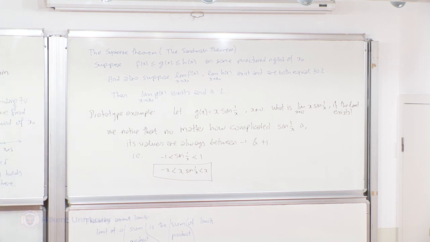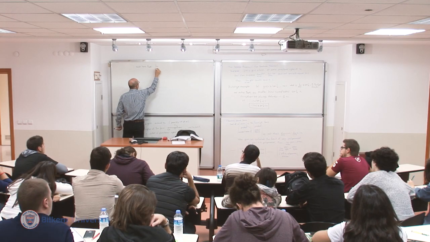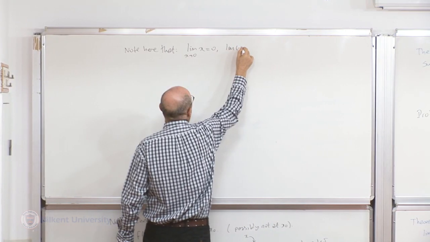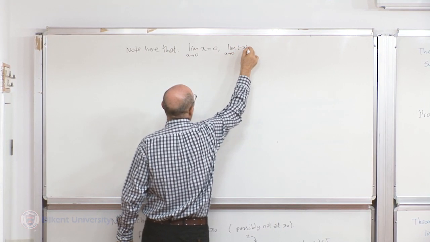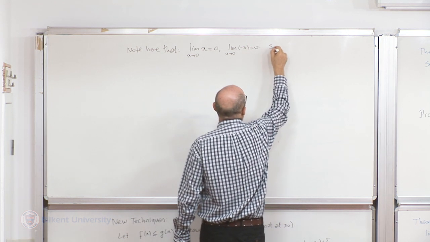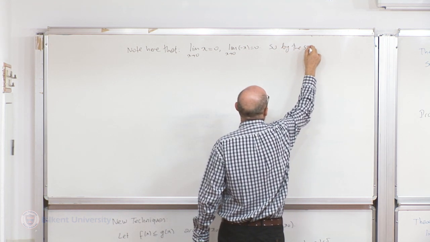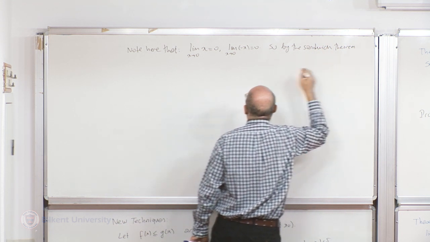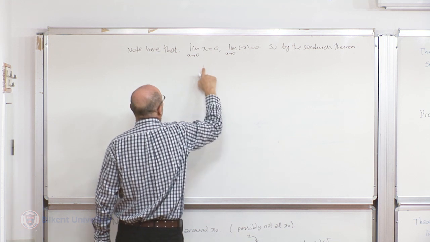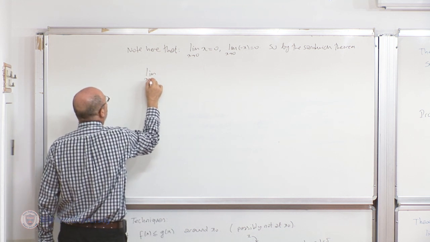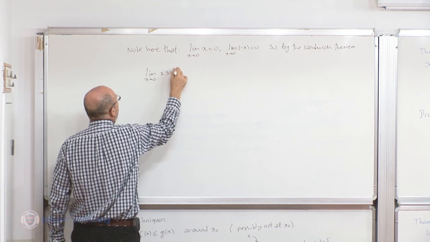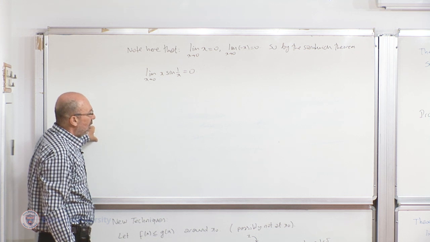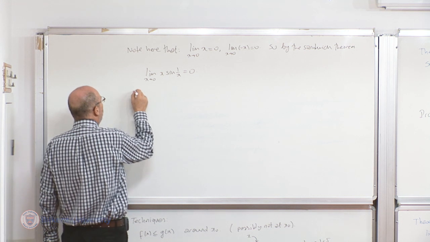Okay. Limit as x goes to 0 of x is equal to 0. Limit of minus x as x goes to 0 is 0. So by the sandwich theorem, the limit as x goes to 0 of x sine 1 over x must be 0. Okay? The graph of this function.